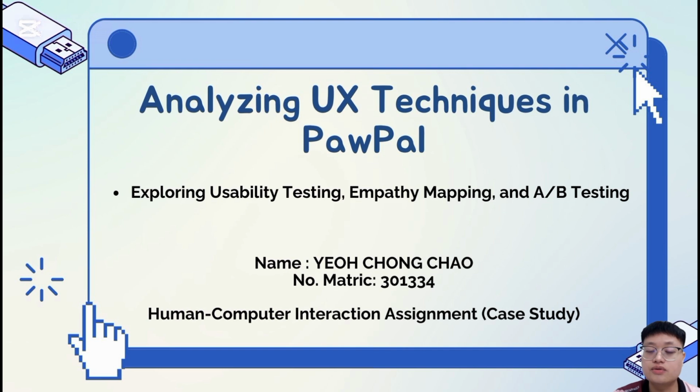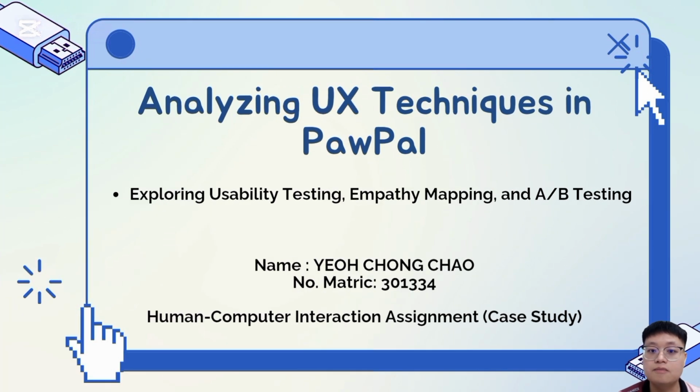Today I will analyze the UX techniques employed in Popper. It's a comprehensive pet management app for cats. The techniques I will discuss include usability testing, empathy mapping, and A/B testing, with an emphasis on how they contribute to creating an optimal user experience.